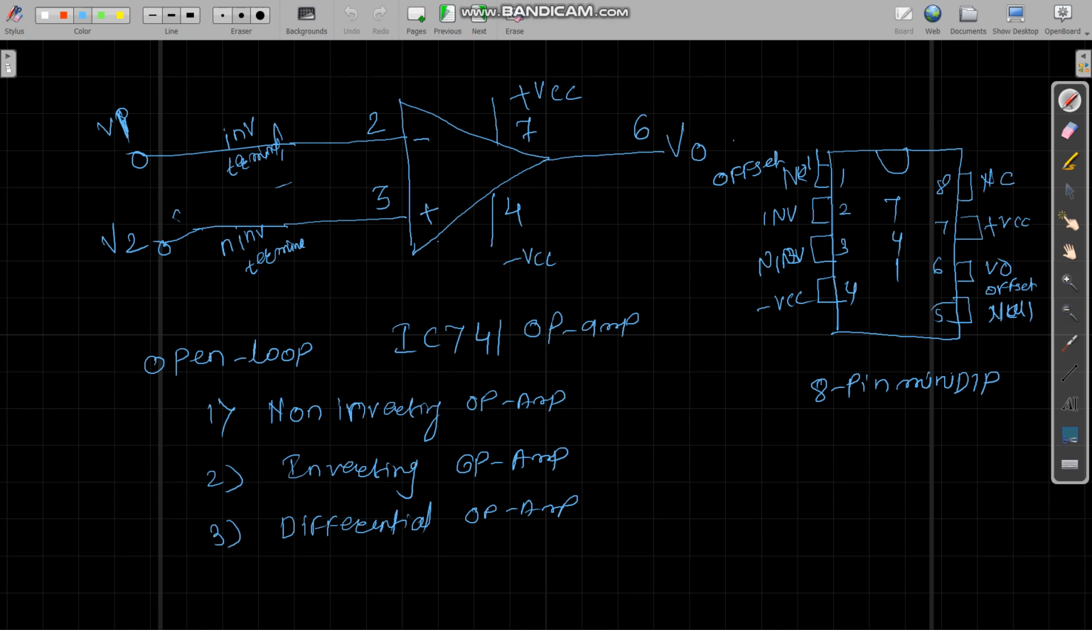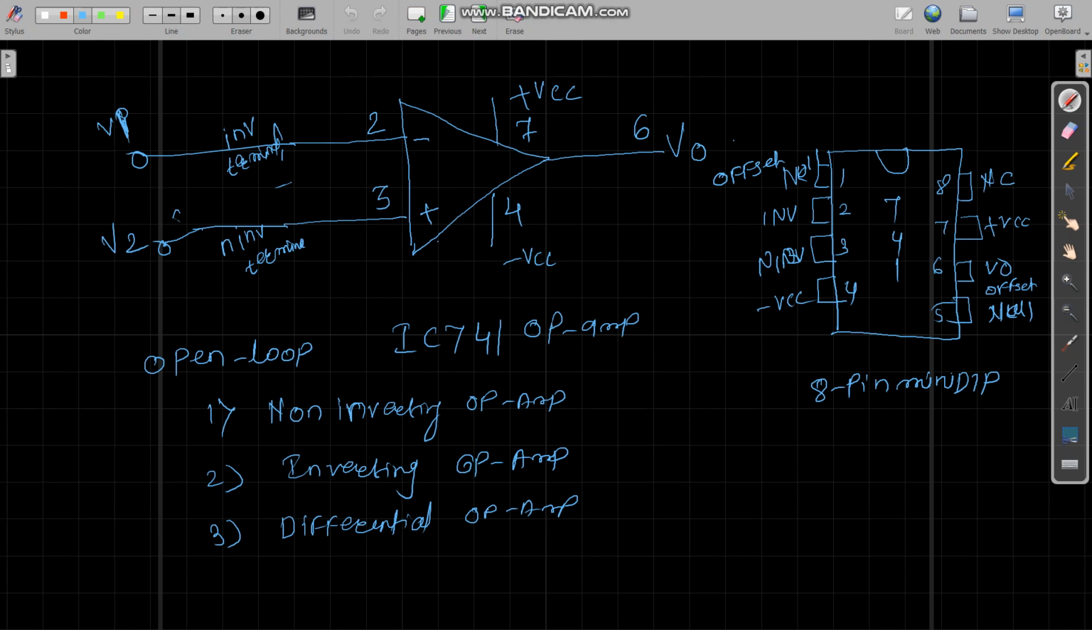You can see first pin is offset null, second pin is inverting terminal, third is non-inverting, fourth is minus VCC power supply, fifth is again offset null, sixth is output voltage, seventh is plus VCC, and eighth is no connection. So this 8-pin IC, which is a dual inline package, is also called mini DIP. Now we can see that the second terminal is negative, third terminal is positive, fourth is minus VCC, seventh is plus VCC, and sixth is V0.